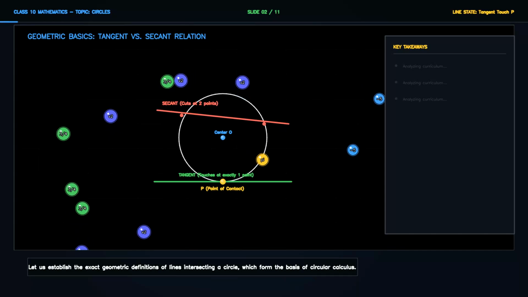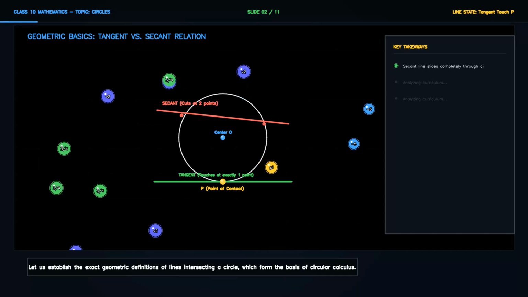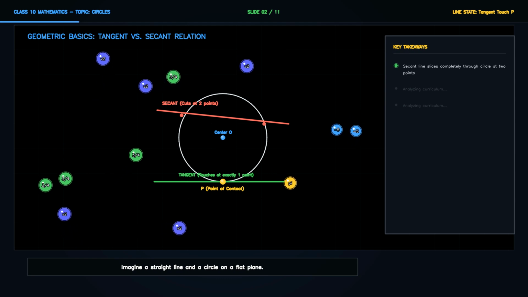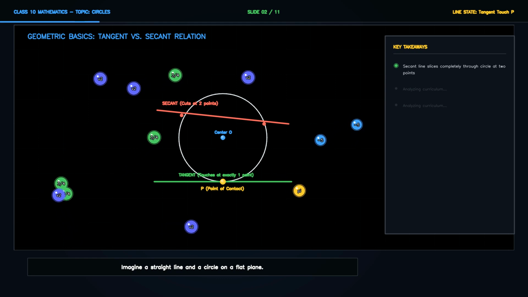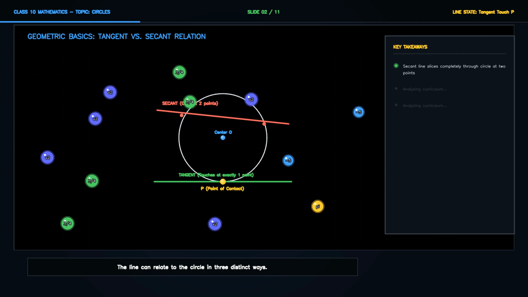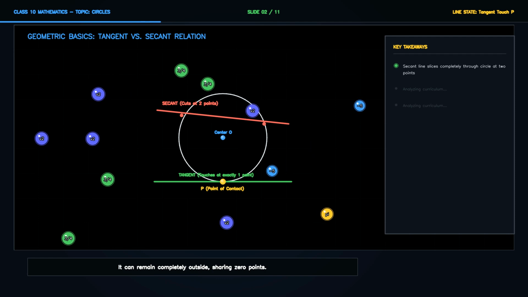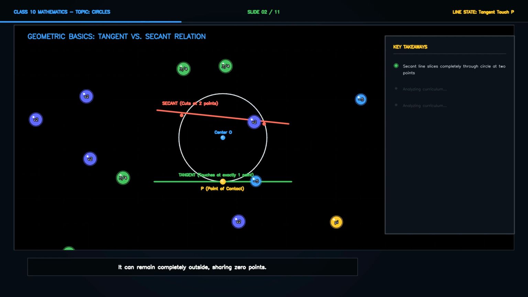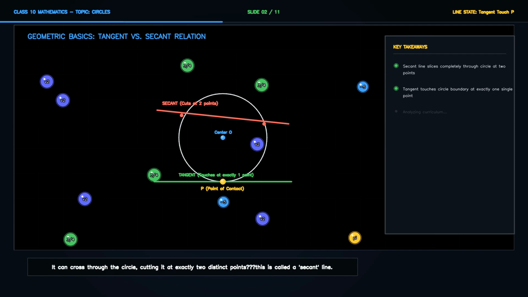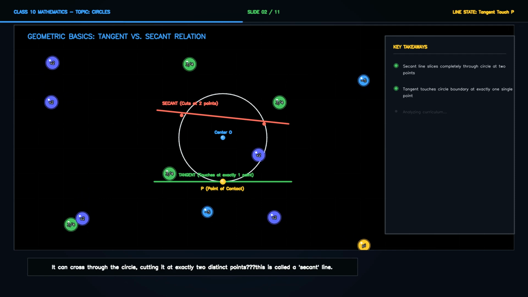Let us establish the exact geometric definitions of lines intersecting a circle, which form the basis of circular calculus. Imagine a straight line and a circle on a flat plane. The line can relate to the circle in three distinct ways. It can remain completely outside, sharing 0 points. It can cross through the circle, cutting it at exactly 2 distinct points. This is called a secant line.